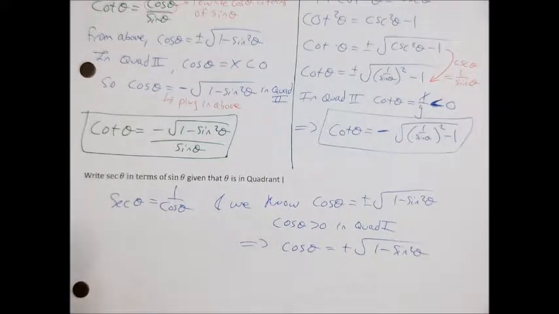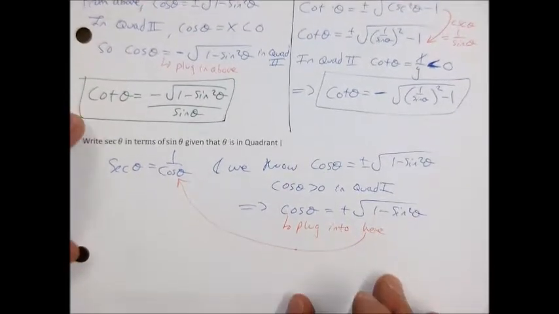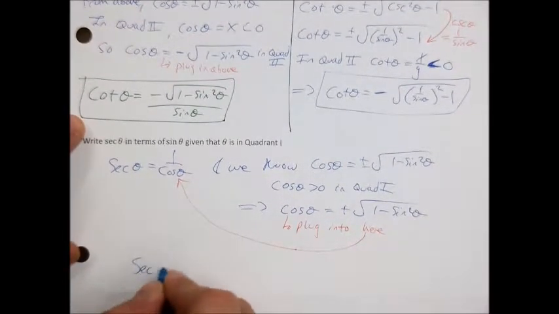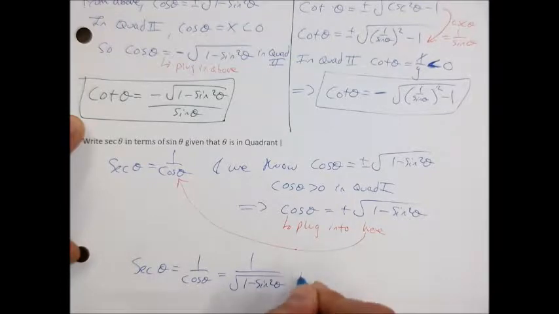And so you can plug into here, and then we'll have secant in terms of sine. When we make that substitution, we'll have secant equals 1 over cosine, which is then 1 over the square root of 1 minus sine squared, assuming we're in quadrant 1.